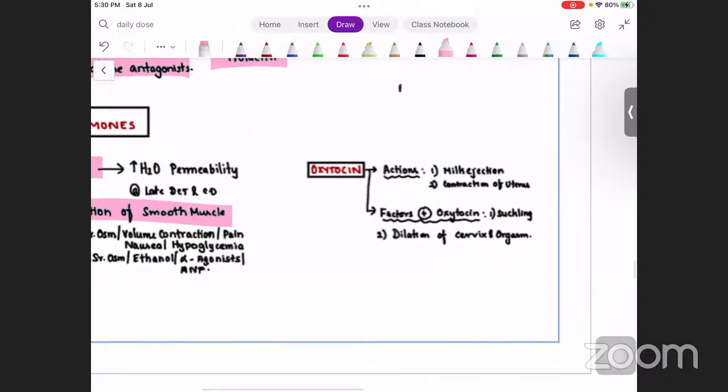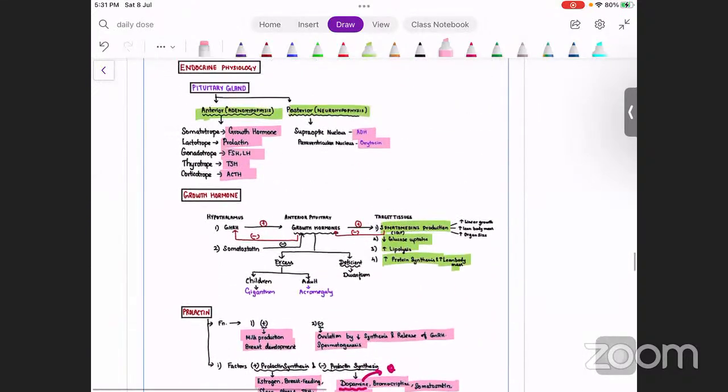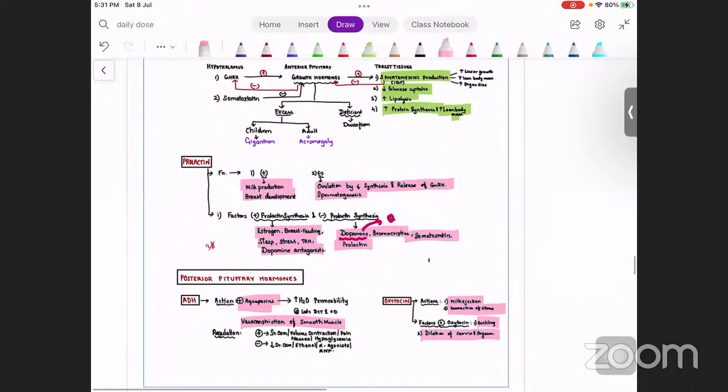And oxytocin, you know oxytocin: ejection of milk and contraction of the uterus. The factors that can stimulate oxytocin are the suckling reflex and dilation of your cervix, and orgasm can also stimulate oxytocin. Okay, so this is all about the main pituitary hormones: growth hormone, prolactin, ADH, and oxytocin.